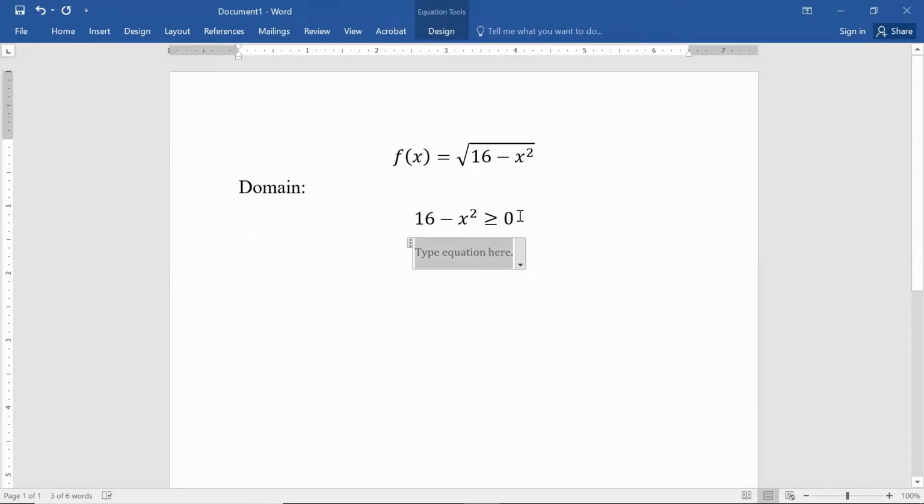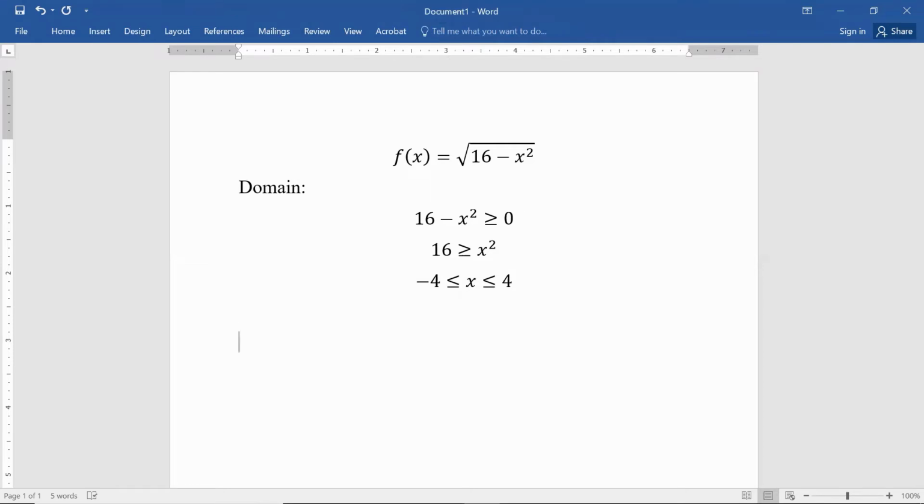I can add x squared to both sides. So as long as x squared is under 16 or at 16, I'm good to go. That requires my x to be between -4 and +4. So the domain is all x values between -4 and +4.